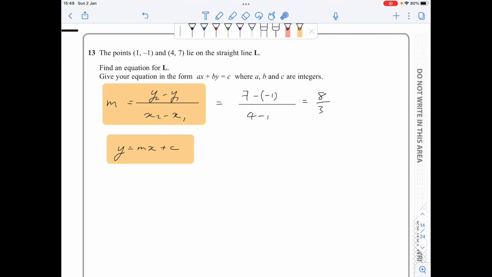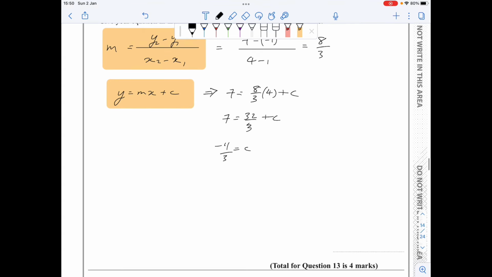I can use any of those 2 points. I'll use the second one. So 7 equals 8 over 3 times 4 plus c. 7 is equal to 32 over 3 plus c. So c comes out to be minus 11 over 3. So my equation is y equals 8 over 3 x minus 11 over 3.